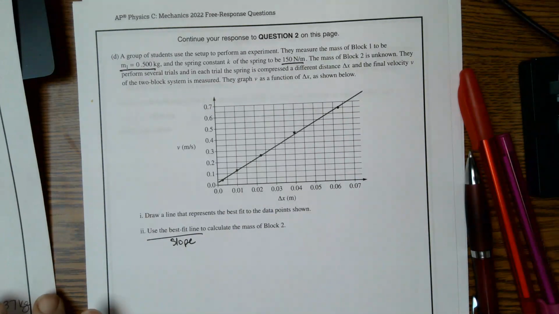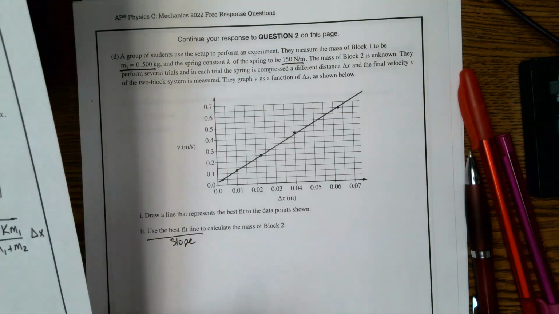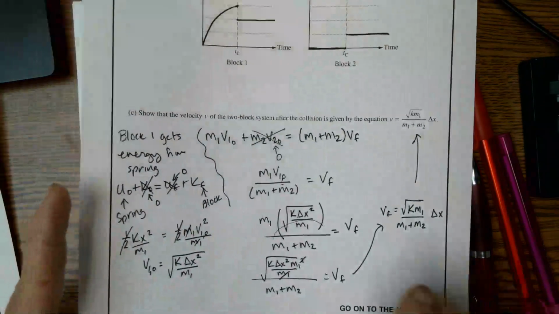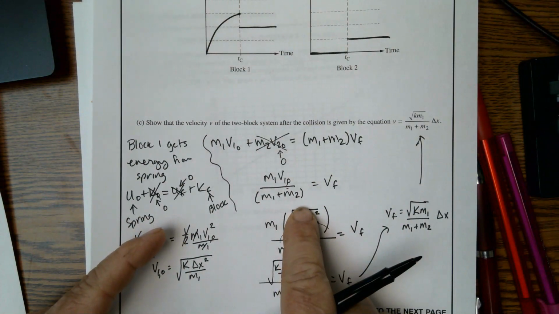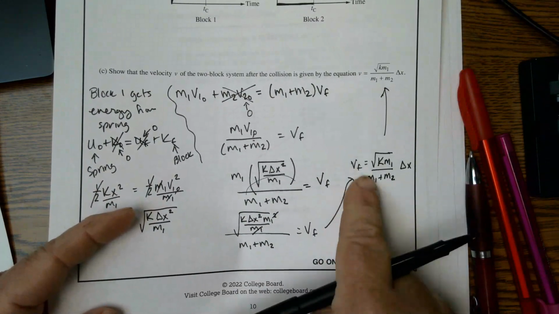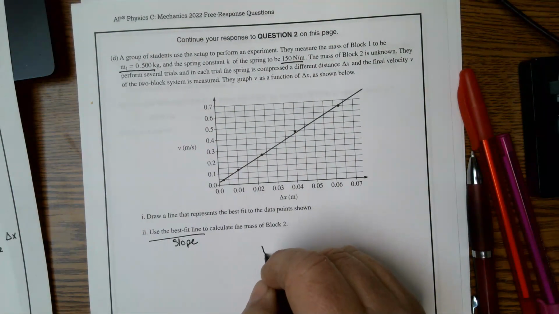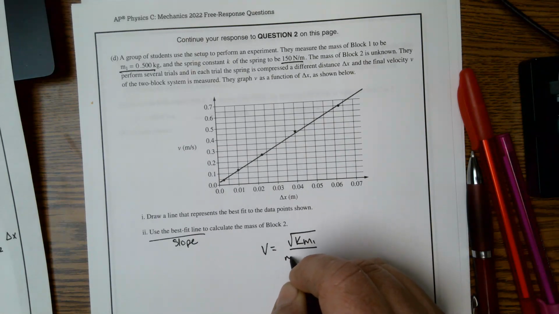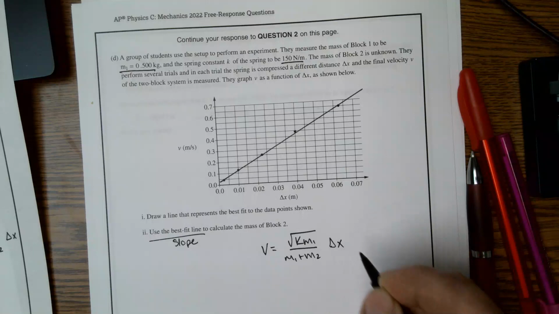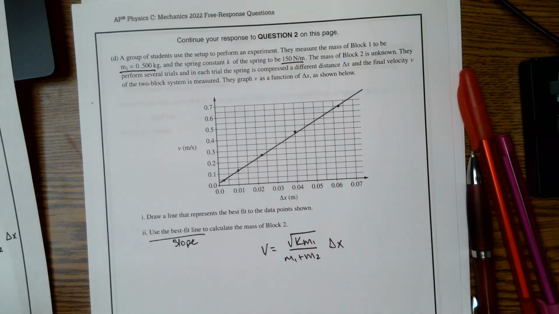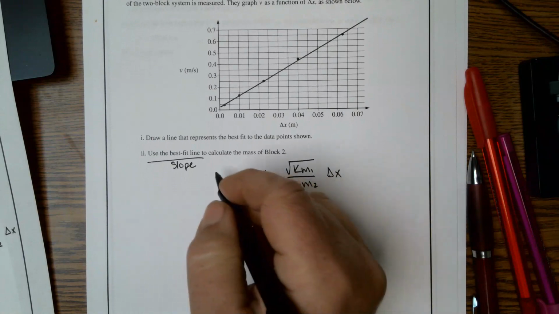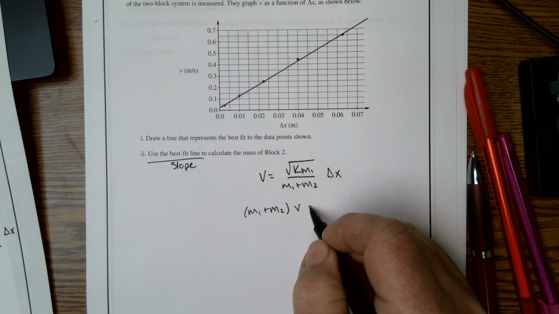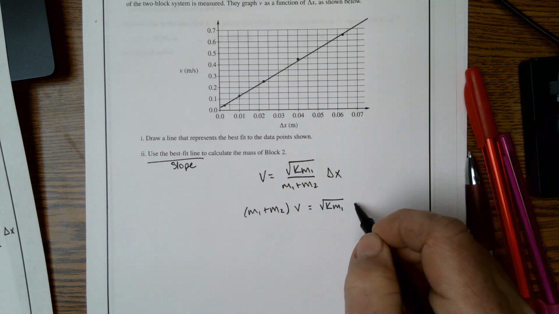So I'm going to go back to what I did just a second ago to this equation. We'll start with what they gave me. They gave me that velocity is the square root of k m1 over m1 plus m2 times delta x. Okay, I want m2, so I'm going to put m2 over here. So I'm going to do m1 plus m2 times v is equal to the square root of k m1 delta x.